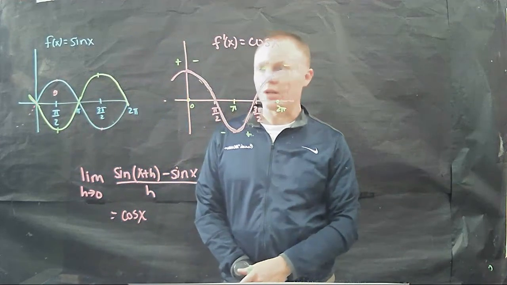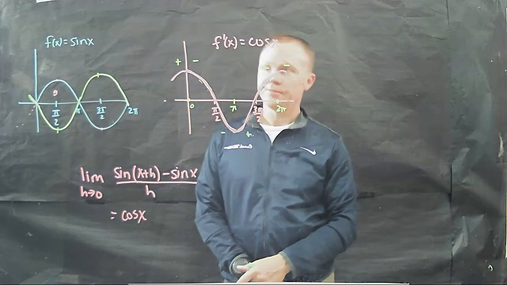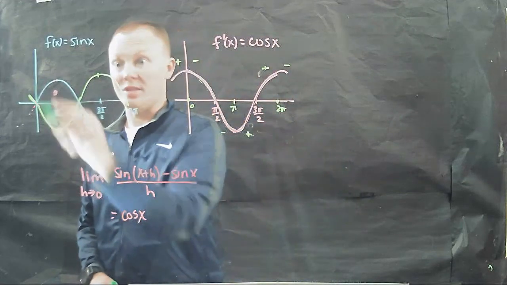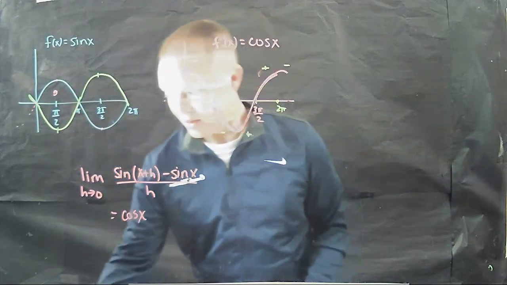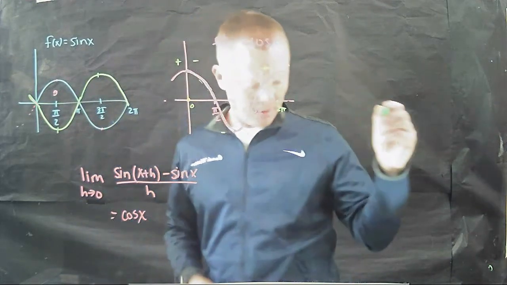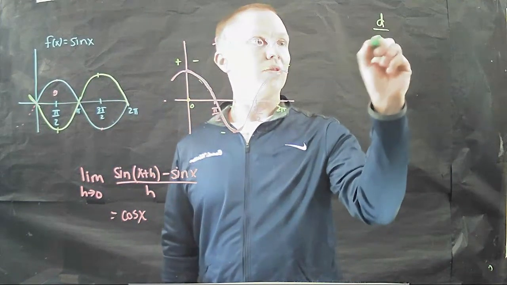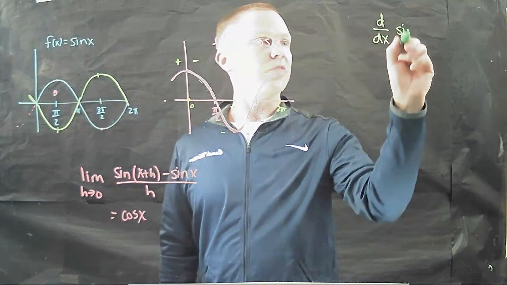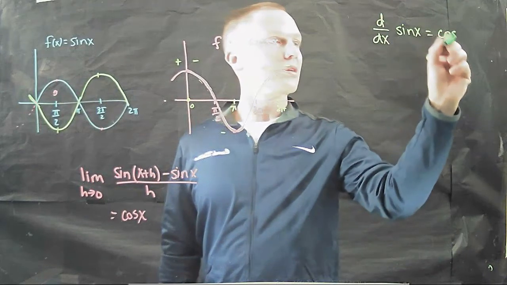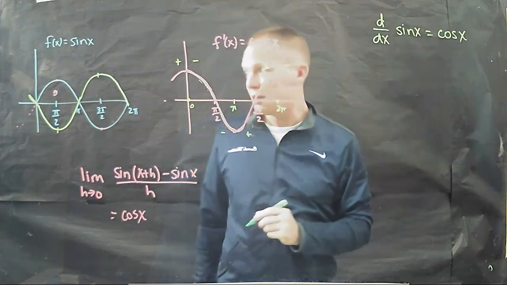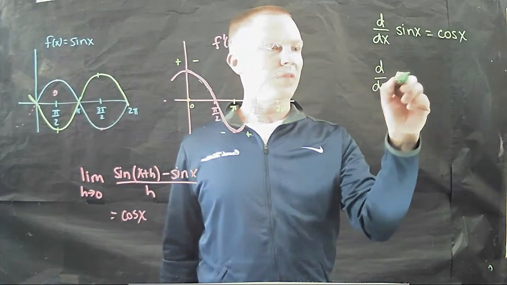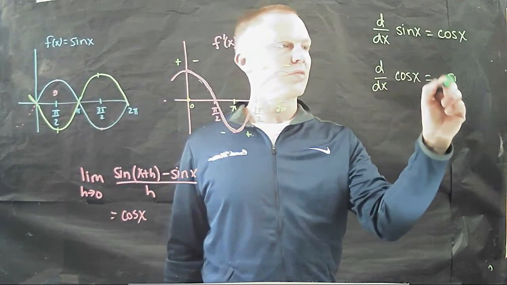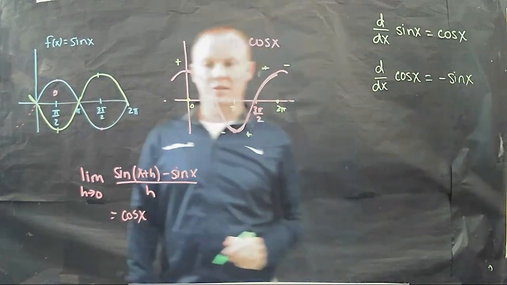Well, what does it look like? It looks a lot like sine, but the opposite of sine. It's the sine function, but opposite. So I would say we can probably go to the bank and conclude that the derivative of sine of x is equal to cosine of x, and the derivative of cosine of x is equal to negative sine of x.